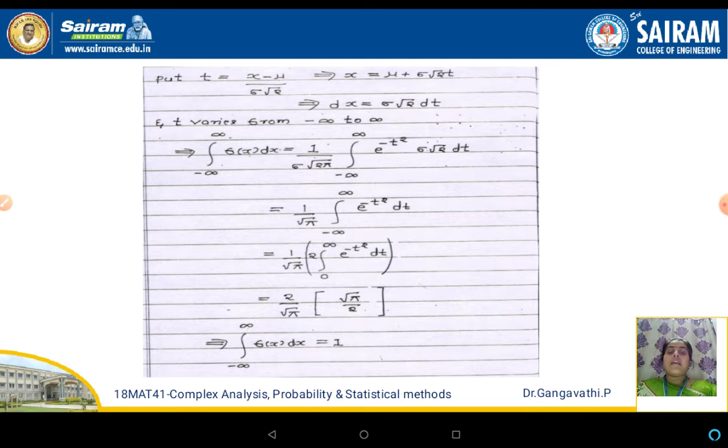And integrating this, in gamma functions you might have remembered, the integral from 0 to infinity of e power minus t square dt has the value root pi by 2. So 1 by root pi is there outside, and 2 we have taken out, and the integral from 0 to infinity of e power minus t square dt is root pi by 2. On cancelling everything, we get the integral from minus infinity to infinity of f of x dx is equal to 1. So this is how we prove that the normal distribution function f of x is a probability density function.